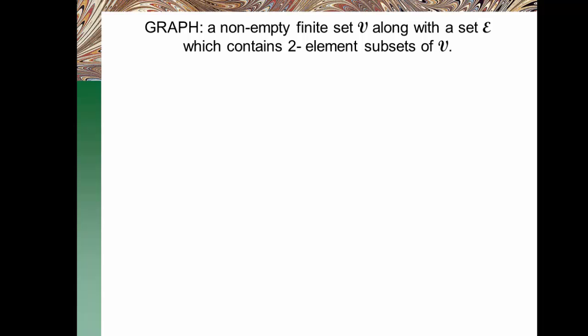A non-empty finite set V along with a set E which contains two element subsets of V. You can think of a graph as a mathematical object made of two parts. The first part is a set of vertices, then the second part is a set of edges. Each edge is a subset of the set of vertices containing two distinct vertices.